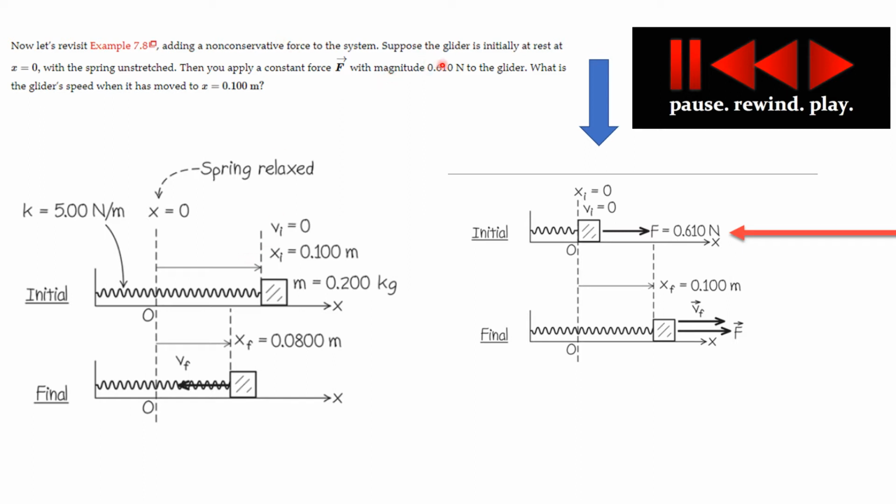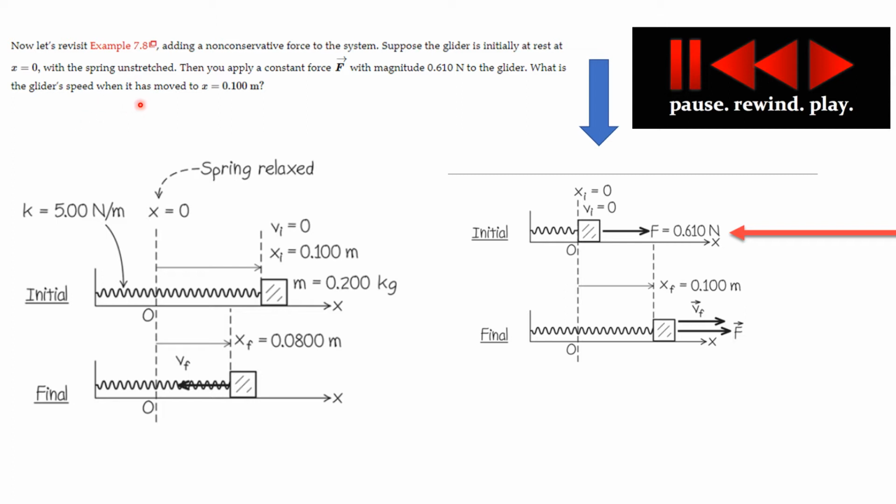So suppose the glider is initially at rest at x equal to 0. Okay, so we're initially at rest at x equal to 0, and the spring is unstretched. Then you apply a constant force F with magnitude of 0.610 newtons to the glider. So that's what's new. We're starting at rest and we're applying this force to the glider, so it's pulling it out this way. Now, as you learned before, as it's pulling it out this way, there's a compensating force from the spring, and so that's got to be part of your deliberations.